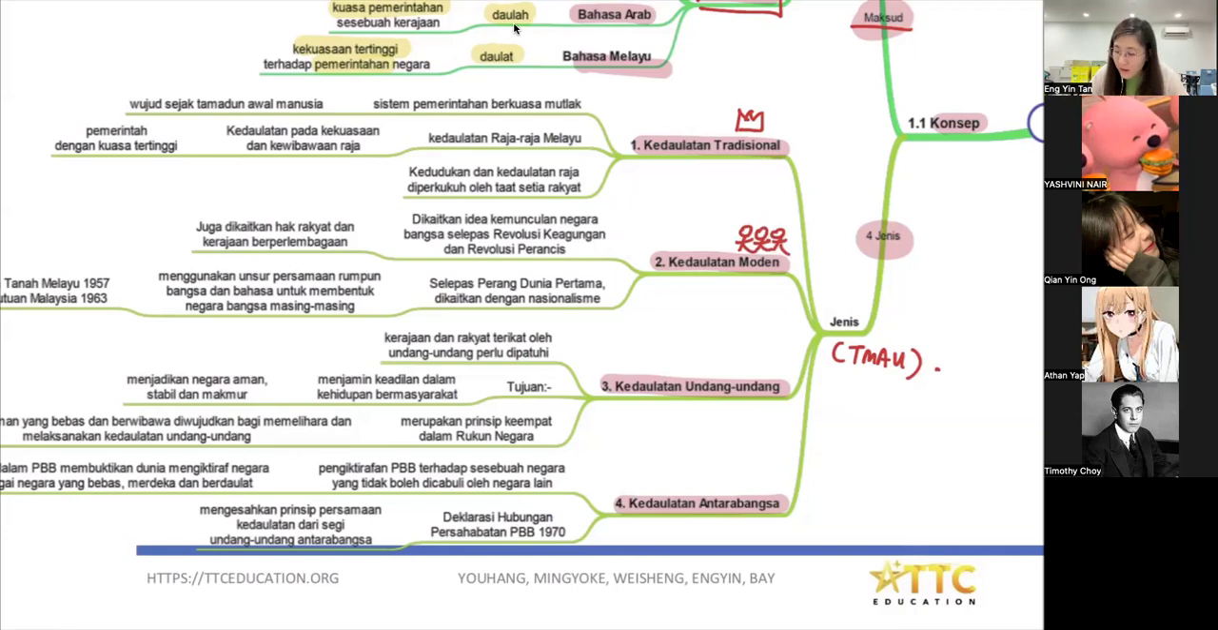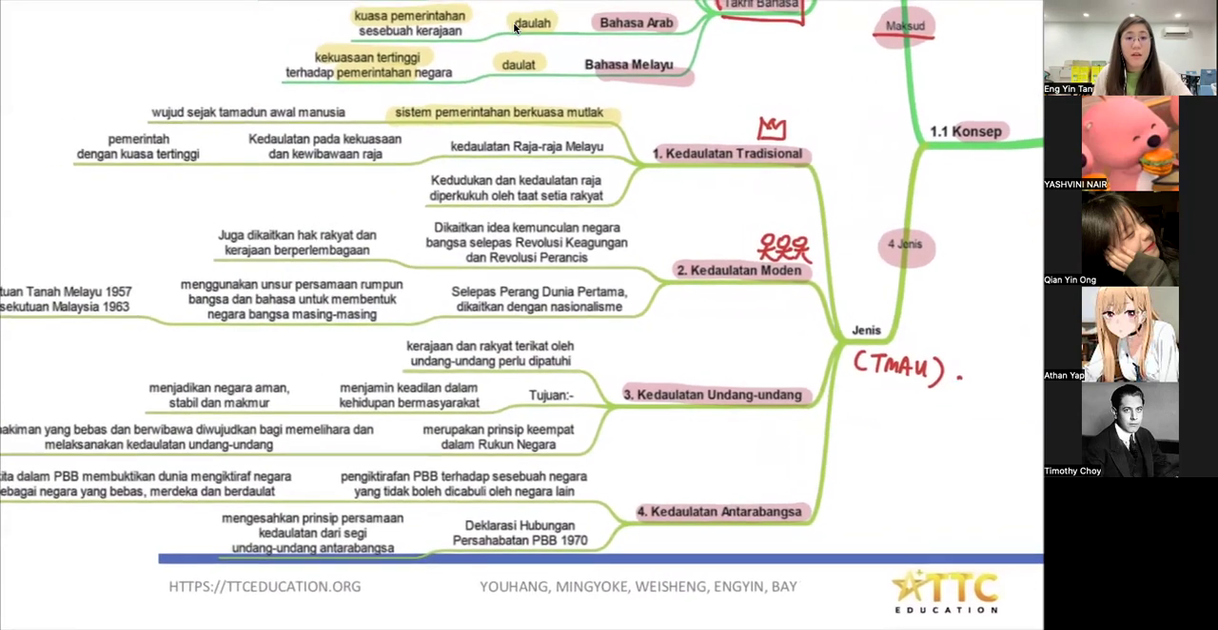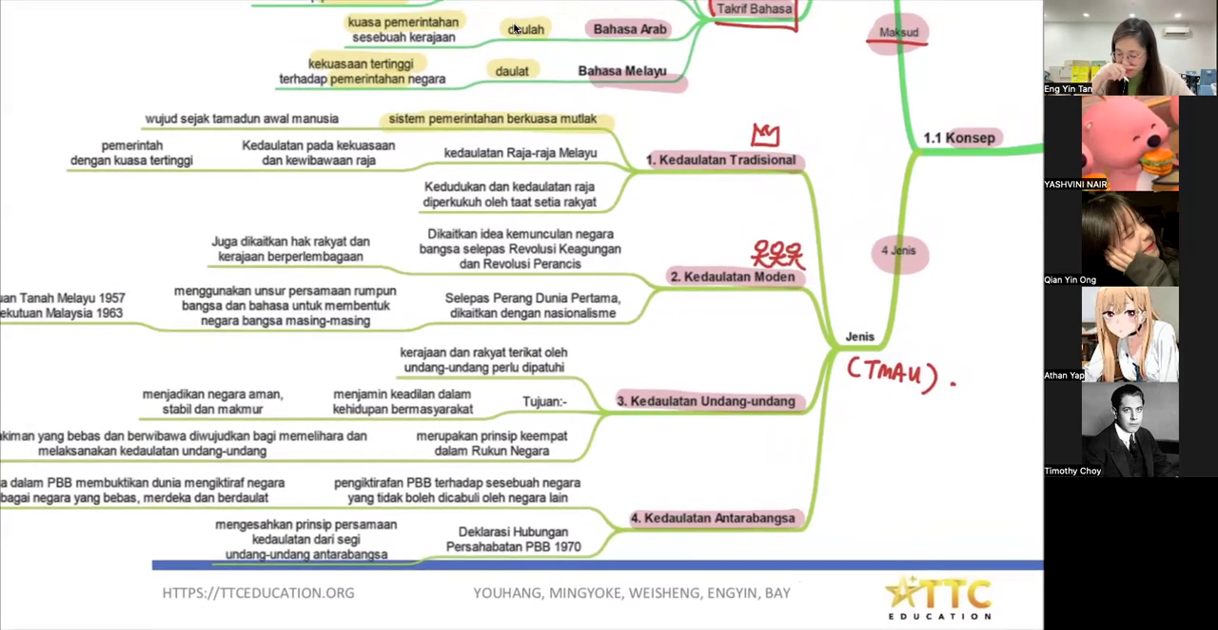So you see, kedaulatan traditional is the king. You don't believe? You see, I told you. Kedaulatan traditional is basically telling you that last time the king, the government, has full power. Berkuasa mutlak. The king has the full power. They have the power to control the land, the people, everything. This is kuasa mutlak, 100% power.